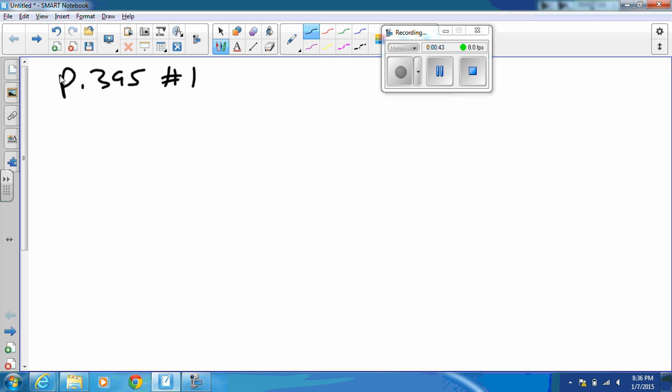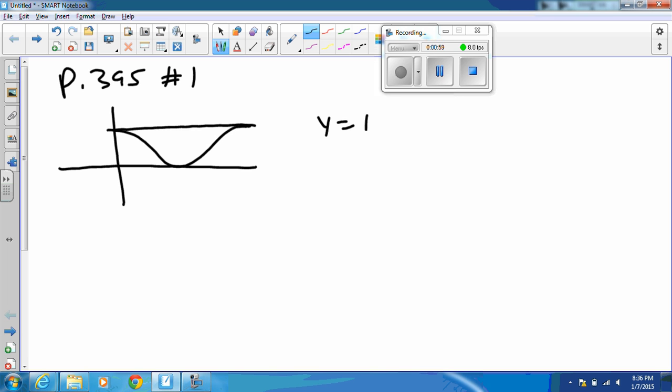In problem number 1, they ask us to find the area of the shaded region analytically. And the region that we have is defined by two curves here. One curve is y equals 1, and the other curve is y equals cosine squared x. These two curves are called bounding curves. They give us an additional point here, pi over 2.